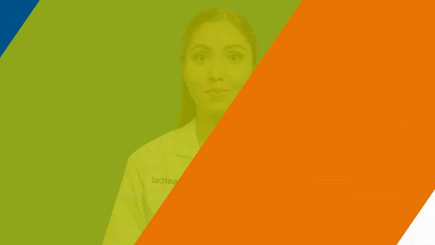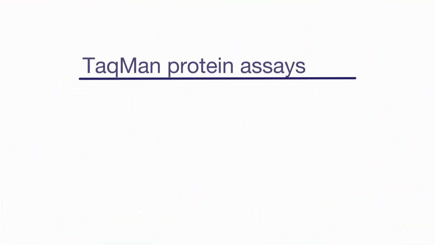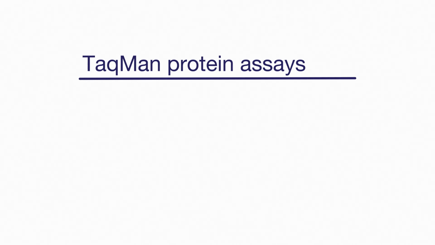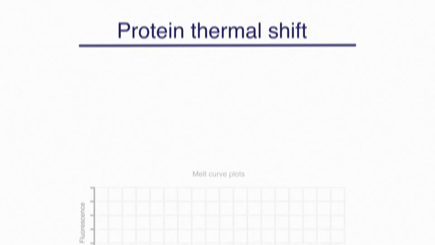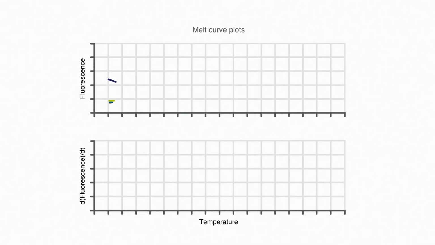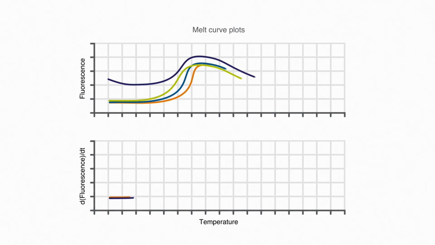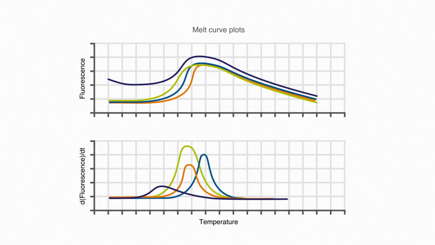Besides nucleic acid-based analysis, real-time PCR is increasingly being used to look at proteins. Applied Biosystems Taq protein assays combine the protein binding capabilities of antibodies with the relative quantification capabilities of qPCR. We also offer protein thermal shift reagents and software for screening proteins to measure their thermal stability in the presence of different ligands, mutations, medications, or buffer conditions.